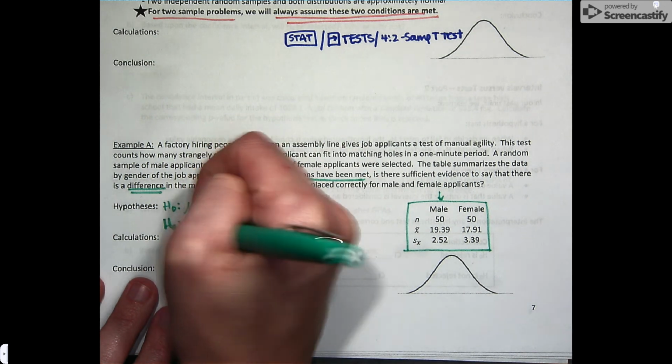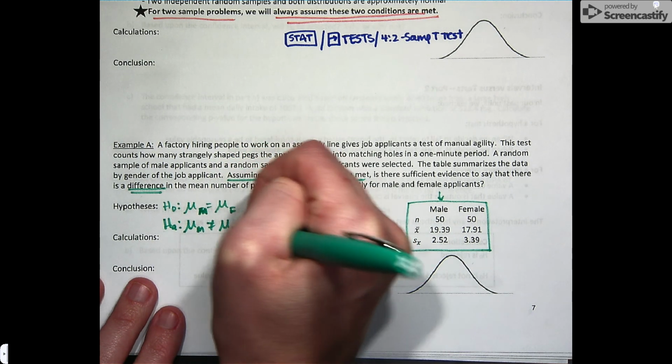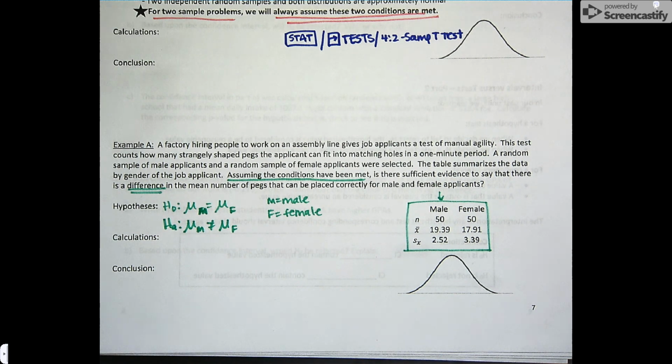Then the alternative hypothesis, if I just want to show there's a difference, that means I don't care which one's bigger than the other. So I just want not equal to.